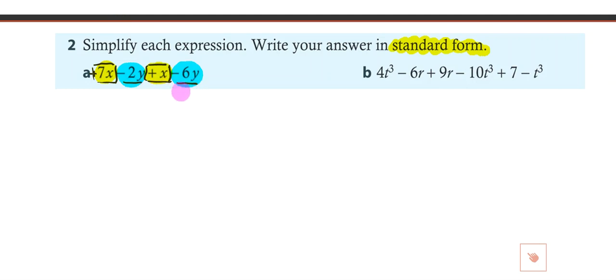What I'm now going to do is rewrite this with all the like terms collected together. So I'm going to say, well, this is 7x's plus the x, that's why the sign goes with it. It's not a minus because of the minus after the 7x. That minus goes with the 2y, and then I've got minus 6y's.